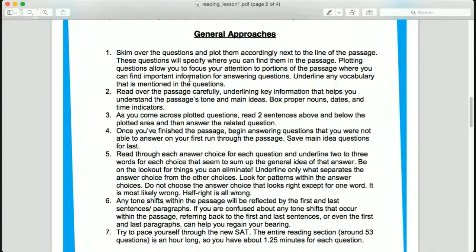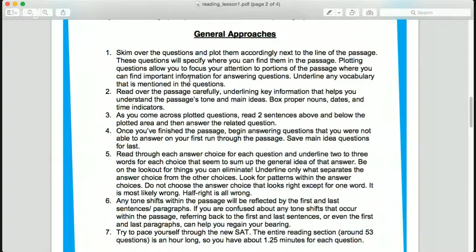2. Read over the passage carefully, underlining key information that helps you understand the passage's tone and main ideas. Box proper nouns, dates, and time indicators. This is so if you are asked about a particular person in a question, you can look back and find them easily.